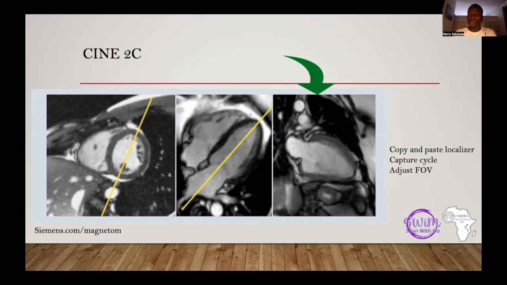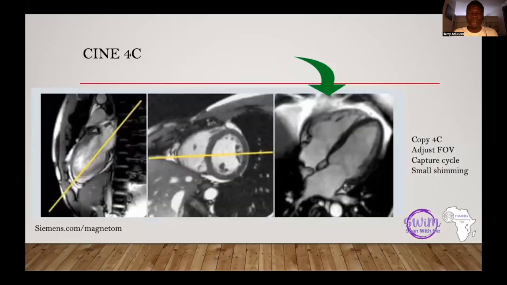You also need to capture your cycle. Don't worry, every system comes with what they call capture cycle. It's just basically telling the system that, okay, I'm ready to scan and I'm ready to pick the heart rate during the end systolic or end diastolic, depending on what you want to scan with. But I recommend during this lecture, you should go with end systolic.